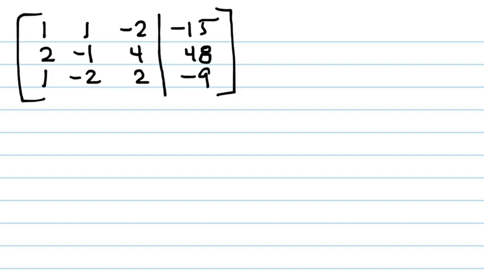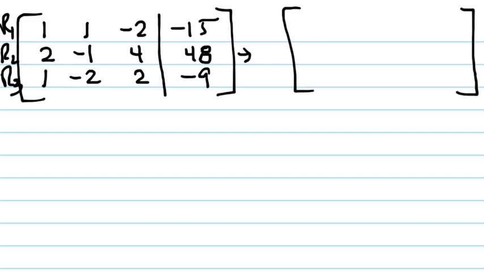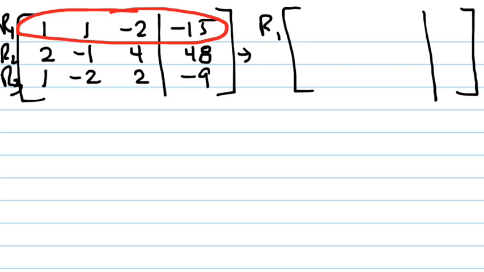Okay? Now, first thing, name the rows. Row 1, row 2, row 3. If you don't name them, I have no hope for you. Remember our first row operation, because we're going to get several new matrices here. But the first one, we're using row 1 to eliminate column 1, right? So we're going to be using row 1, and we're going to be eliminating these two numbers here.